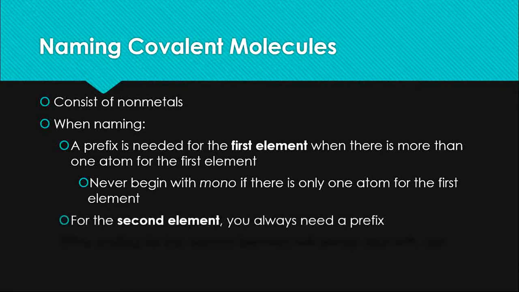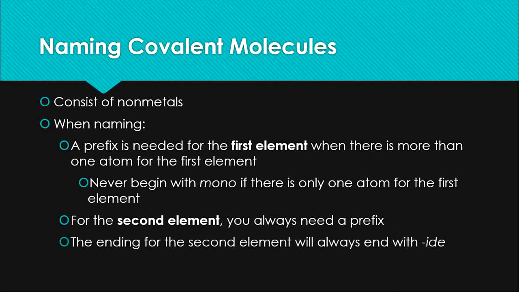For the second element, you always need a prefix. Even if there is one atom for that second element, you will need to use a prefix. And the ending for the second element will always end with "ide." So the ending for the first element does not change. However, the ending for the second element will always end with "ide."